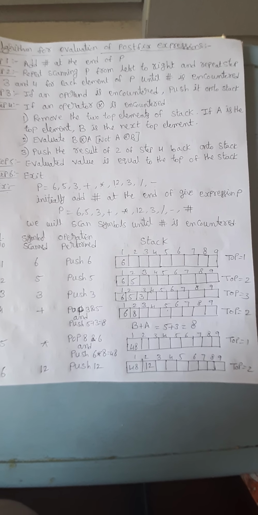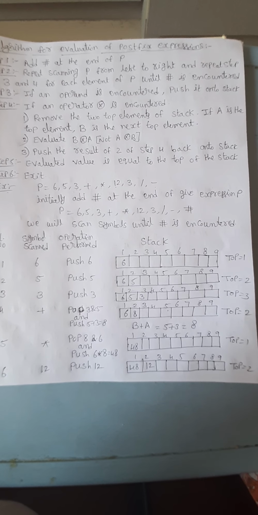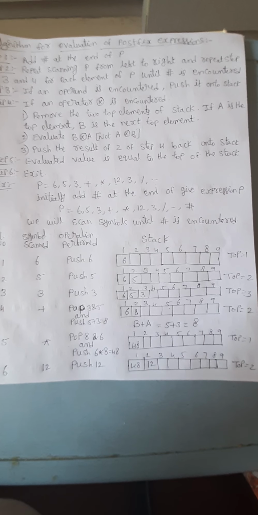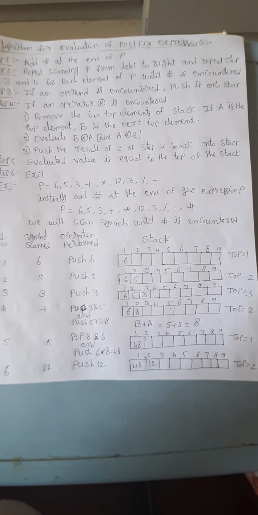That is, see step 4: if an operator is encountered, we have to remove the two elements of the stack, where A is the top element and B is the next element. For example, before, in that evaluation we saw 7 into 4. 7 is the first operand and 4 is the next operand.